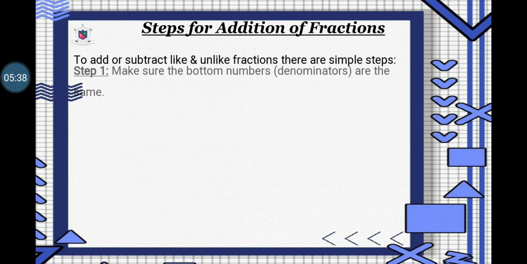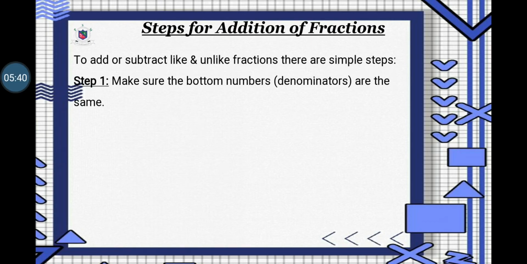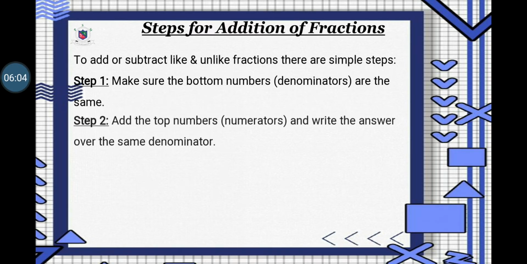The first step is to make sure the bottom numbers, meaning the denominators, are the same. If the denominators are not the same, then we need to make them the same, because we cannot add or subtract unlike fractions. If we have unlike fractions, then we need to change them into like fractions.